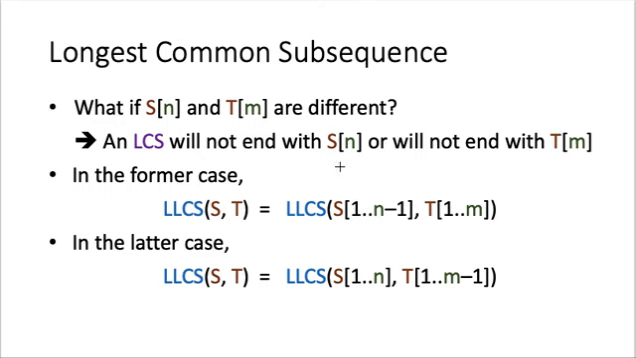Now, if it does not end with Sn, that means that the character Sn is unrelated. So in that case, the LLCS of S, T will simply be the LLCS of S removing the last character with T. And similarly, if it does not end with T of M, then that means that the last character of T is useless. So in such a case, LLCS of S, T will be equal to LLCS of S with T, but the last character is removed.